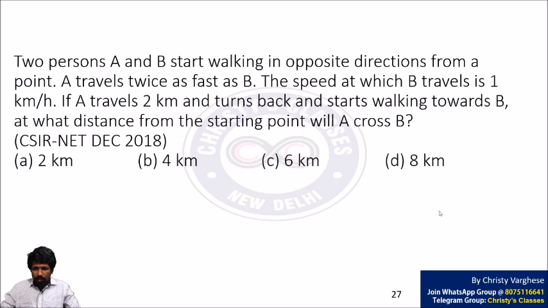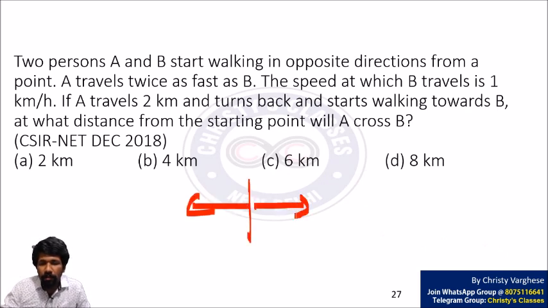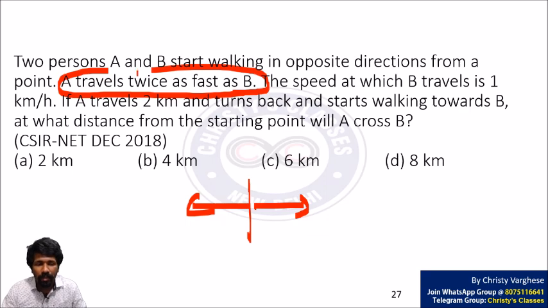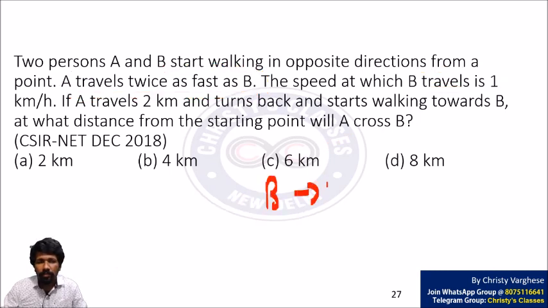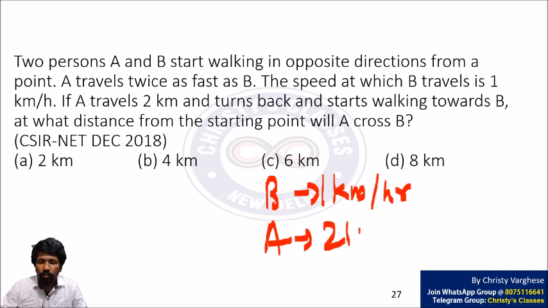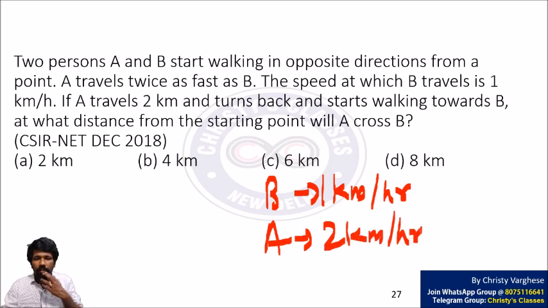Two persons A and B start walking in opposite directions from a point. Opposite direction means A may be moving like this, B may be moving like this. A travels twice as fast as B. Twice as fast as B means in the same time A can travel double the distance. And B travels at 1 km per hour, so we understood the speed of B and A. B's speed is 1 km per hour. A's speed is double of it, 2 km per hour. That much is given in the question.